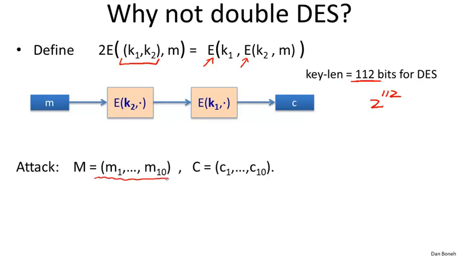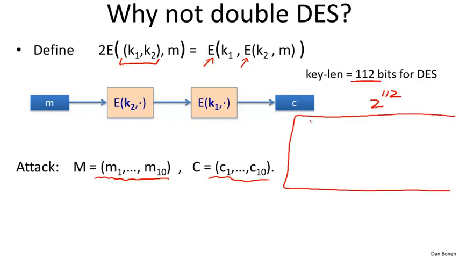So suppose I'm given a bunch of inputs, say M1 to M10, and I'm given the corresponding outputs C1 to C10. What's my goal? Well, my goal is basically to find a pair of keys K1, K2, such that if I encrypt the message capital M using these keys, in other words, if I do this double DES encryption, then I get the ciphertext vector that was given to me. Okay, so our goal is to solve this equation here.